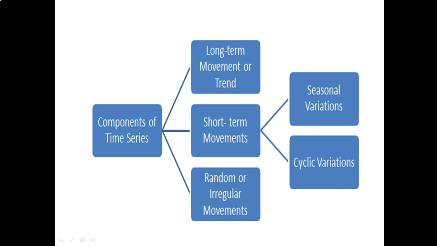This graph indicates the long-term movement, or trend. There is a long-term movement, it is a trend. There is short-term movement, which is divided into seasonal variation and cyclical variation. Finally, the random or irregular movement. It happens suddenly.